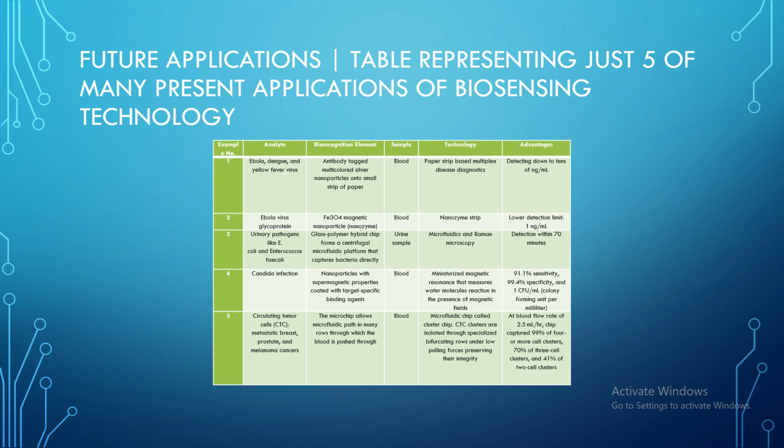Future application table representing 5 of the many present applications of biosensing technology. As you can see at the top, there is analytes, biorecognition element, the sample that needs to be taken, the technology used in the sensor, and the advantages of the sensor and what the information tells us.